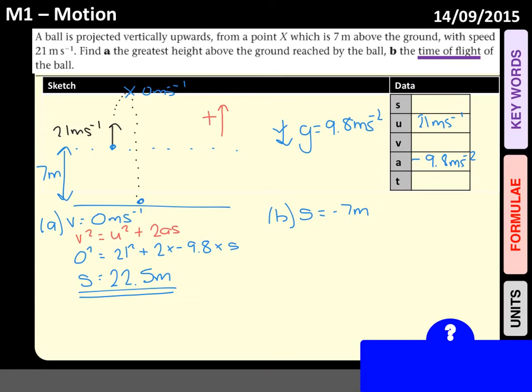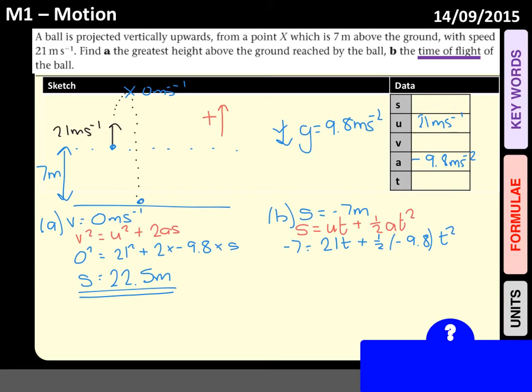So I know s this time, I know u and I know a, and I'm asked to find t. So we're going to be using s equals ut plus a half at squared. So minus 7 equals 21t plus a half lots of minus 9.8 times t squared. Again, I'm looking for that t squared term. That's going to tell me I've got to solve a quadratic equation.